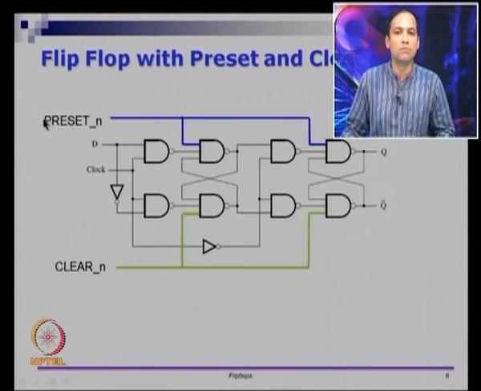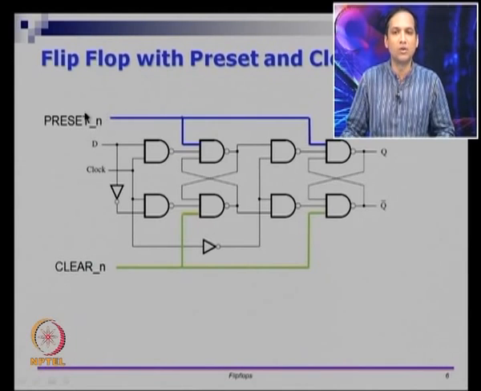So, let us put a value 0 in the signal here. If I put 0 in this wire here, this 0 will go to this 3 input NAND gate, you will see a 1 here and the same input goes here, Q will also become 1. So, without actually looking at D or clock or anything, we are able to change Q to 1 by just bringing this preset n line to 0, or preset bar to 0.